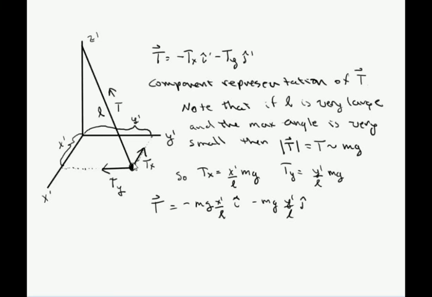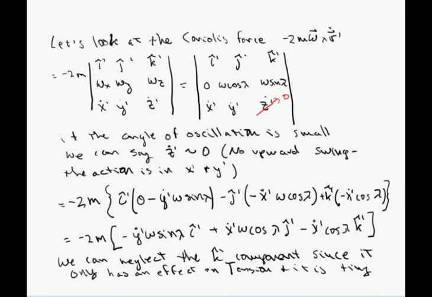It's just the cosine of this angle times the tension, or in the y case, the cosine of this angle over here times the tension. And so you can write the tension as minus mg x prime over L i hat prime, minus mg y prime over L j hat prime. So we broke down the tension.